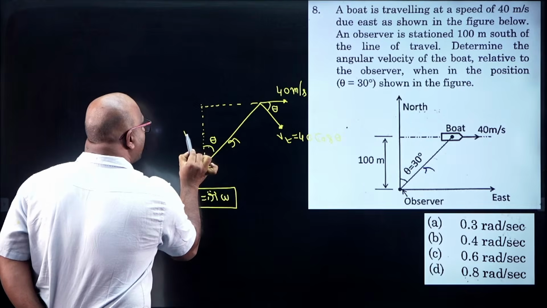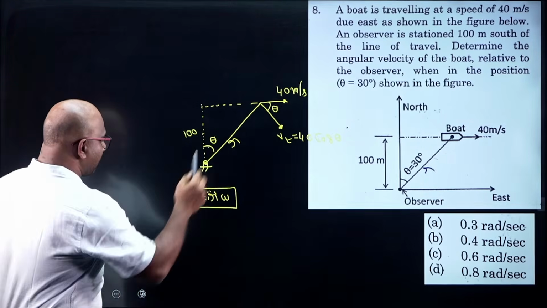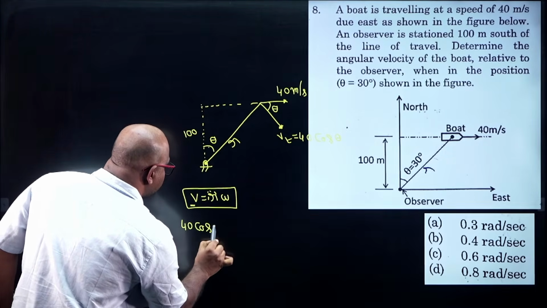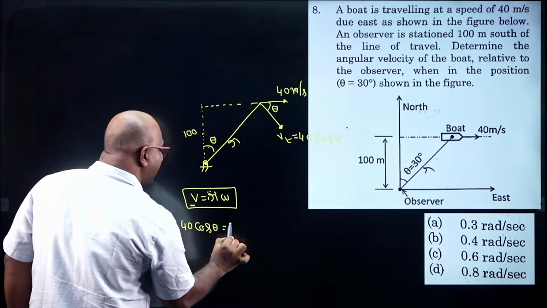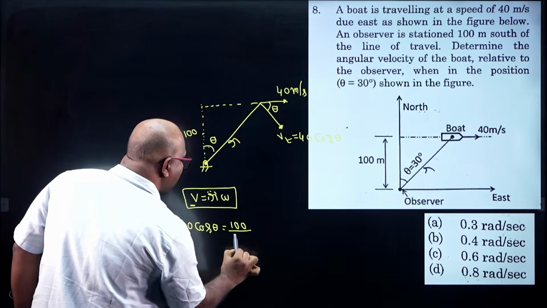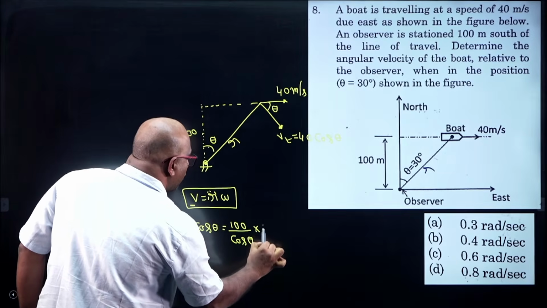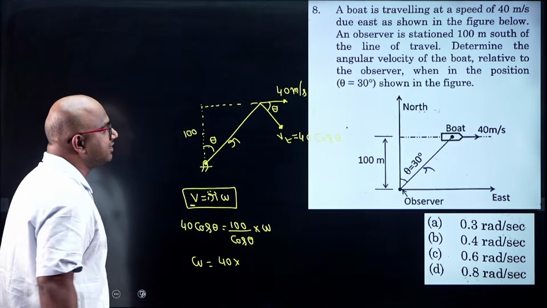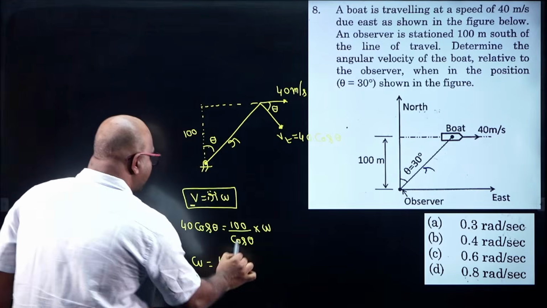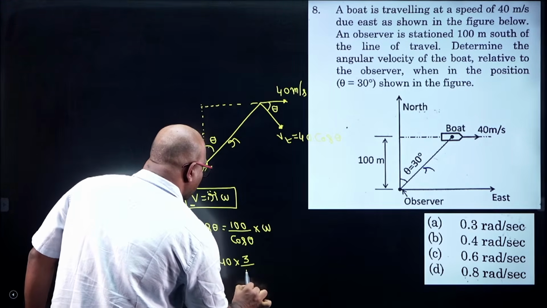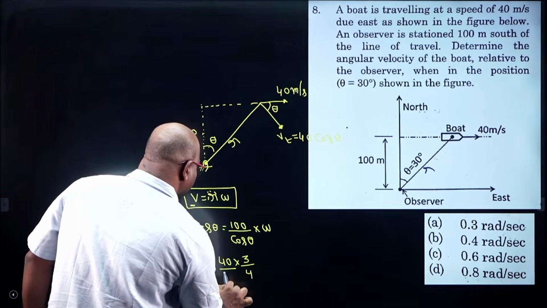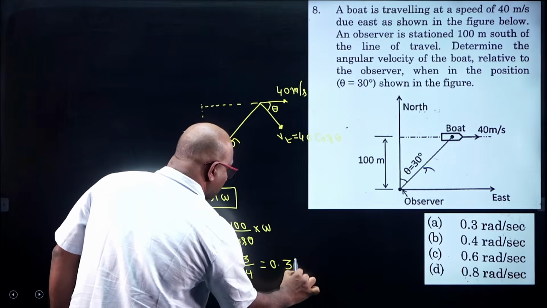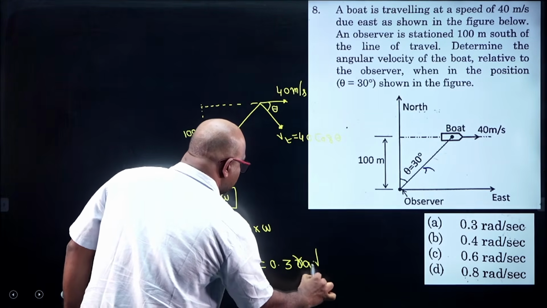Assume this is 100, given as 100. So I can write V equal to 40 cos theta, and R equal to 100 by cos theta, into omega, guys. So what is the value of omega? I can write 40 into cos square theta. Theta equals 30 degrees, guys. cos square theta is root 3 by 2 squared, which means 3 by 4, divided by 100. It is coming as 0.3 radians per second. Straightforward question, guys.